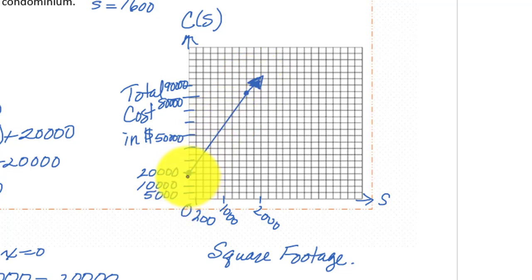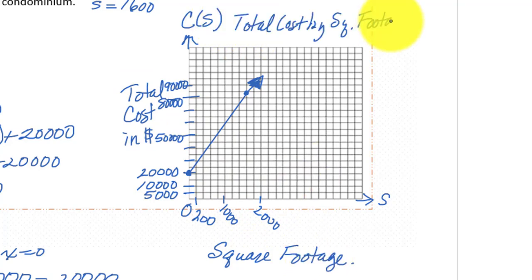At the other end of the line, if I continued going down, that would represent square footage smaller than 0. That would be negative square footage. That's not possible. So this graph is complete with a dot at this end, but an arrow in the other end. And the last item that you may want to include here for your graph is a title, and that comes from how you've titled your axes. So total cost by square footage. So now we have a complete graph.